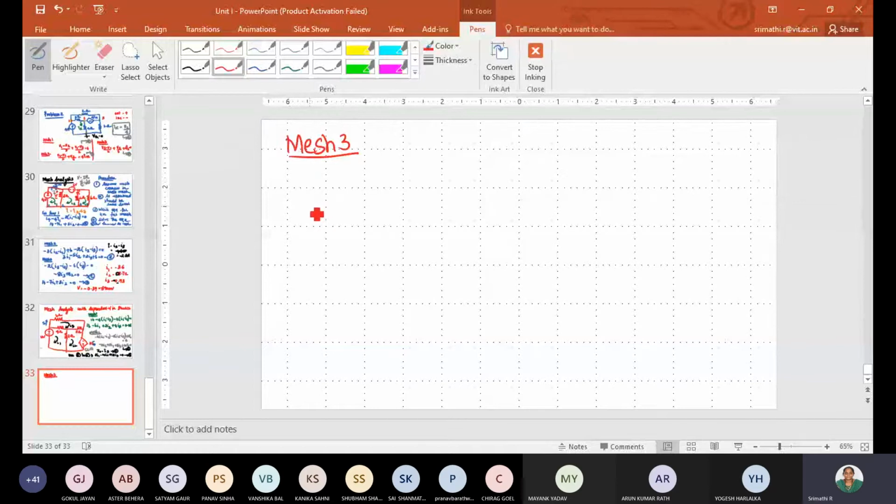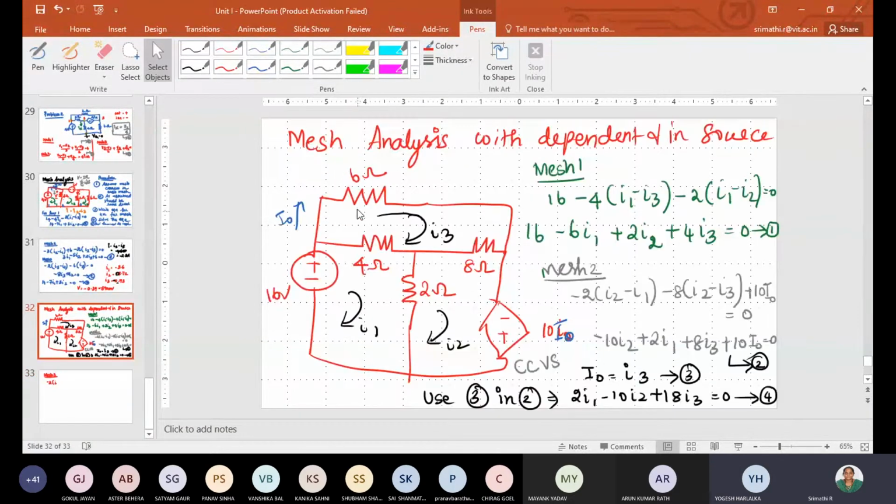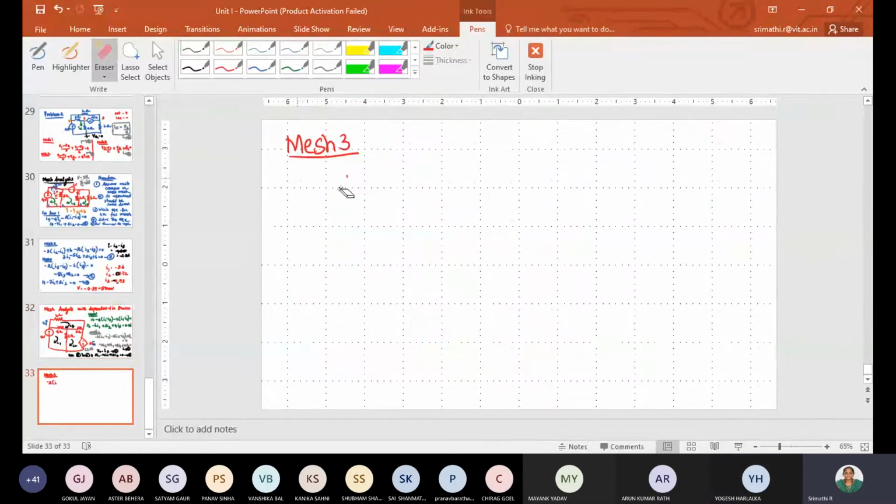Have you drawn your circuit diagram? Please tell me. Minus 2 into I2 minus I1, minus 2 into I3 minus I2, and I3 minus I1. We have only this 6, 4 and 8, so there is no 2. Okay, 4.